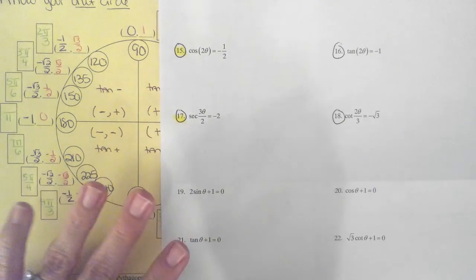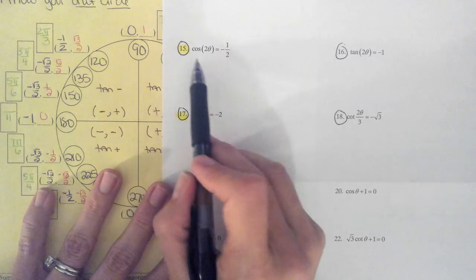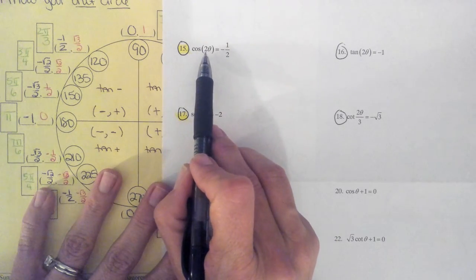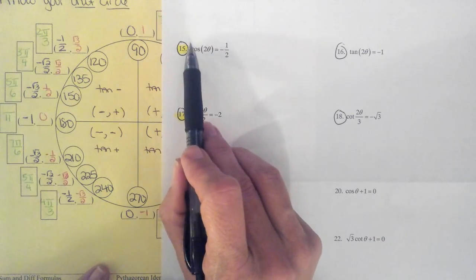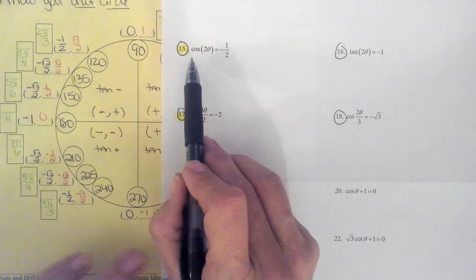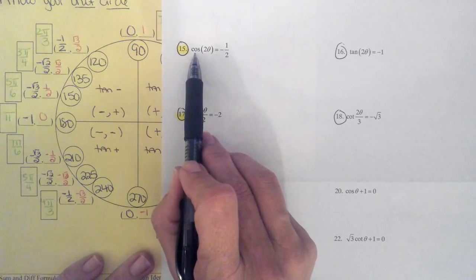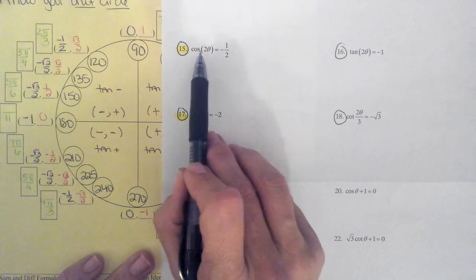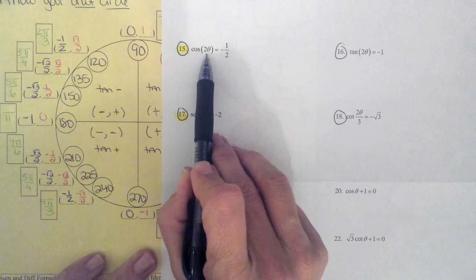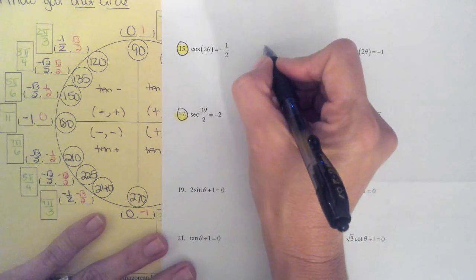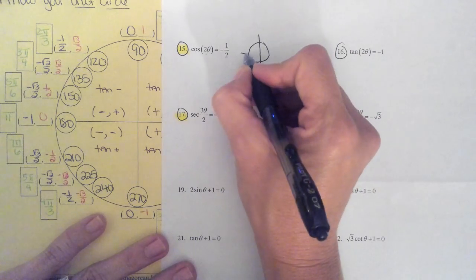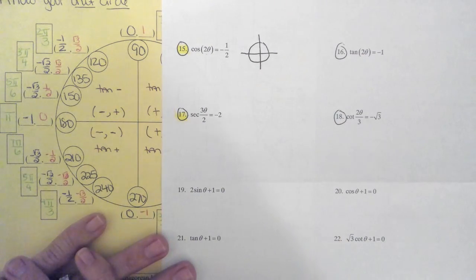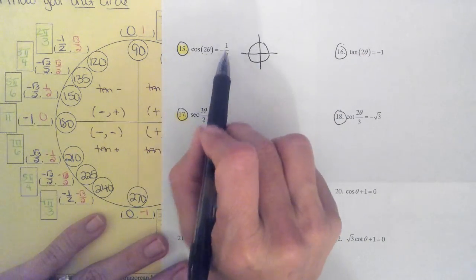So on number 15, the cosine's already by itself. There's nothing to add or subtract like what we did on Monday. There's nothing up front to divide by. All I want to know is where on the circle does cosine equal -1/2 if it goes around 2 whole rotations. So what we did on Monday is I had everyone go draw a little circle. So I'm going to do it again. And I'm going to go mark the 2 spots on the circle where cosine is -1/2.